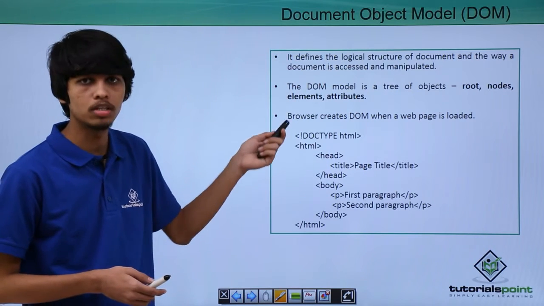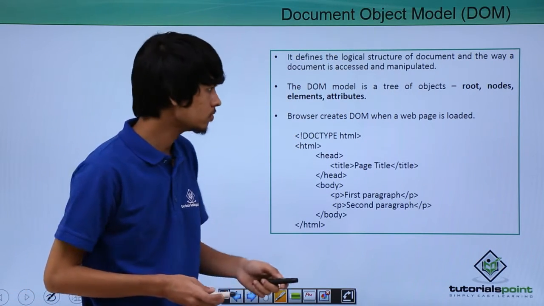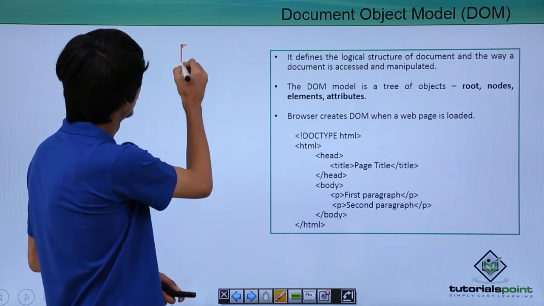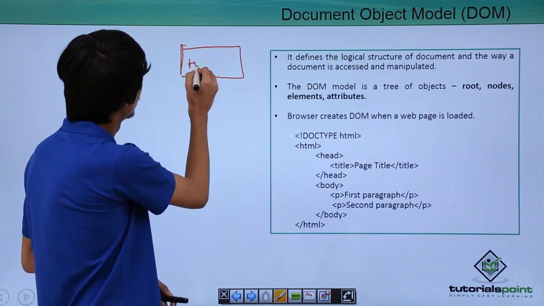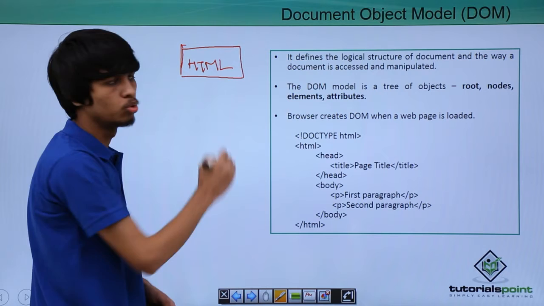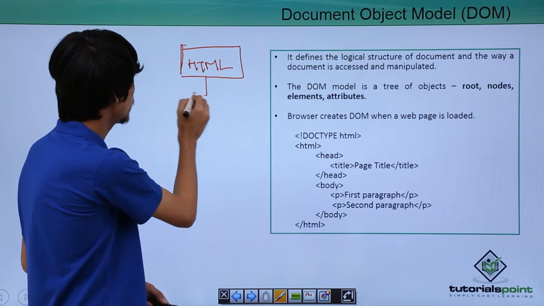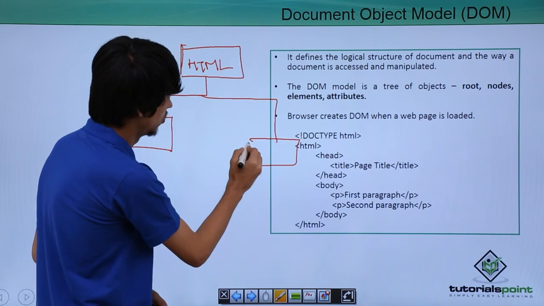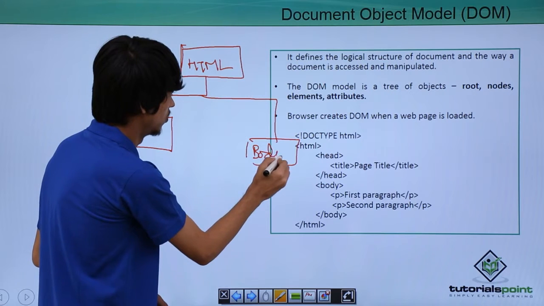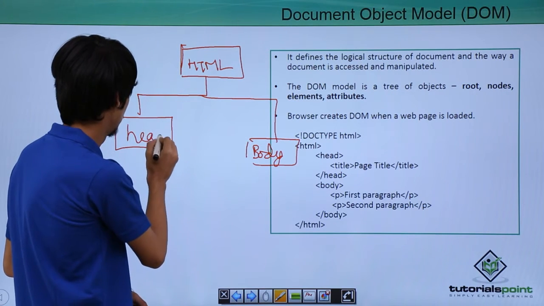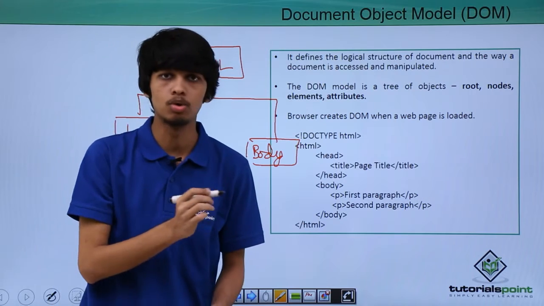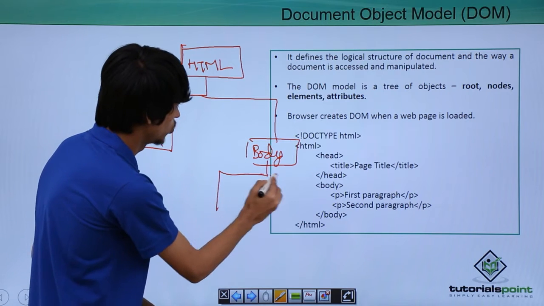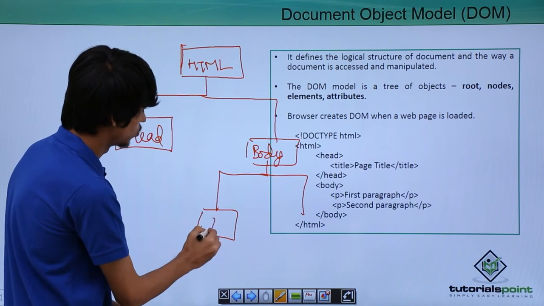So let's see how a browser creates a tree, which is known as DOM. First of all, HTML, which is the root node. So this is our root, which is always HTML. It contains head and body. So head and body are our element nodes. Body in this case contains a paragraph. So these two become paragraph nodes.